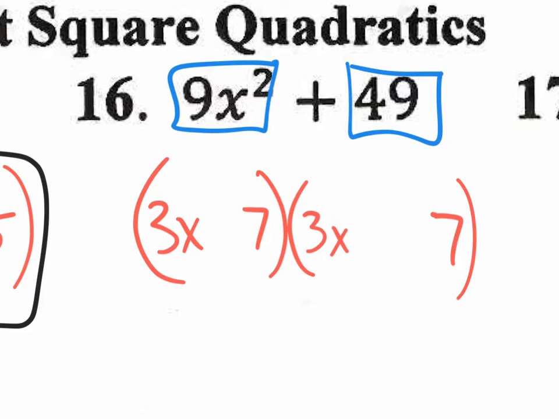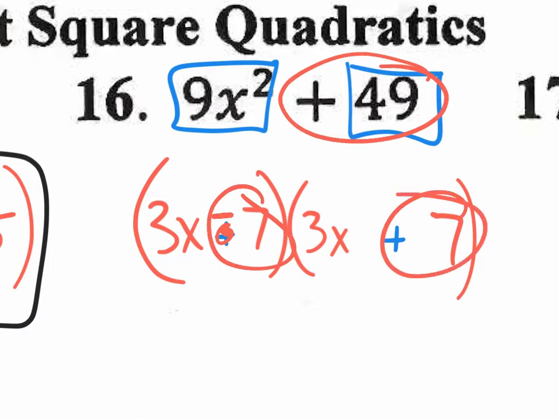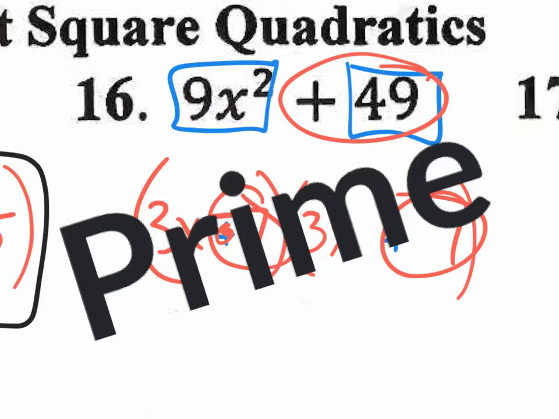It doesn't work. That's right. In order for you to get a positive 49 at the very end of your distribution problem, it would have to be either a positive 7 times a positive 7 or a negative 7 times a negative 7. But we know that the only way you'll end up with a binomial instead of a trinomial is if they're different. One's a negative, one's a positive. But you can't end up with a positive 49 if you have a negative 7 times a positive 7. I guess what I'm trying to say is prime is the answer for number 16. It's not factorable, so we just write prime.